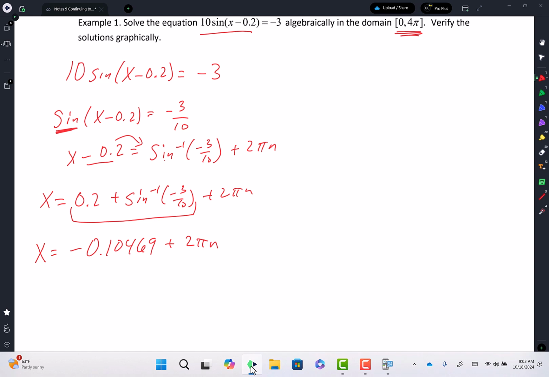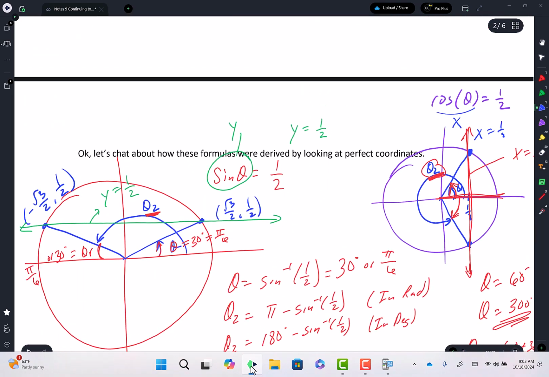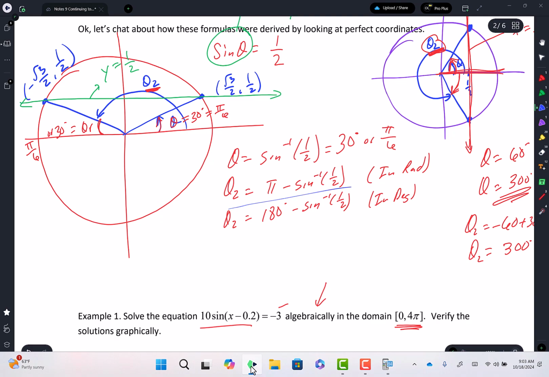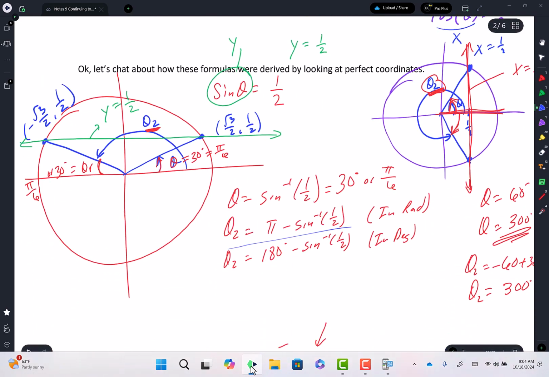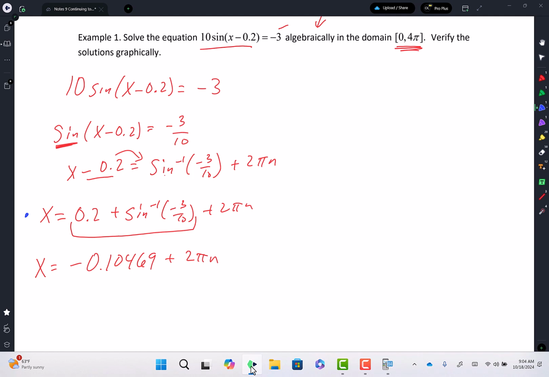All right. This will only give me half the answers. How do I get the other half? That's equation number 2, right? So see? How do I get the other half? By doing this. Here's what I just did. Equation number 1. I did this guy. I have to do this. Pi minus arc sine. Do you guys see that? So I'm going to start right there. X minus 0.2. I guess you can put x2 in the bottom. X subscript 2 equals pi minus arc sine of negative 3/10 plus 2 pi n.